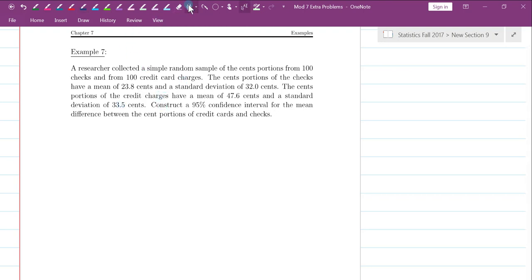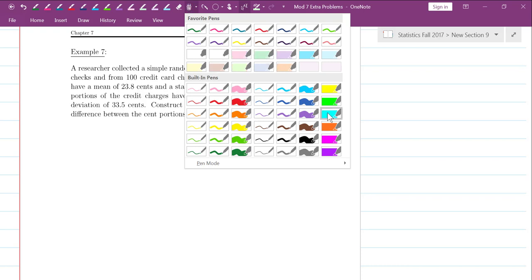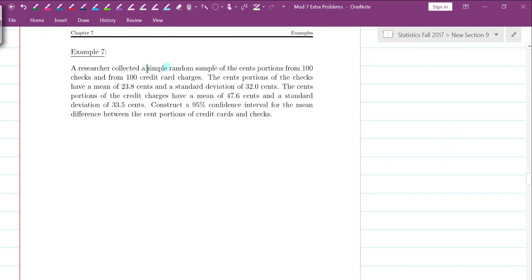So let's highlight what's important and get busy working here. Researchers collected a simple random sample of 100 checks and 100 credit card charges. We're reading through. From the checks, we have a mean of 23 and a standard deviation of 32. So that's going to be a sample standard deviation. The cents portion of credit card charges has a mean of 47 and a standard deviation of 33.5. Again, that is a sample standard deviation.